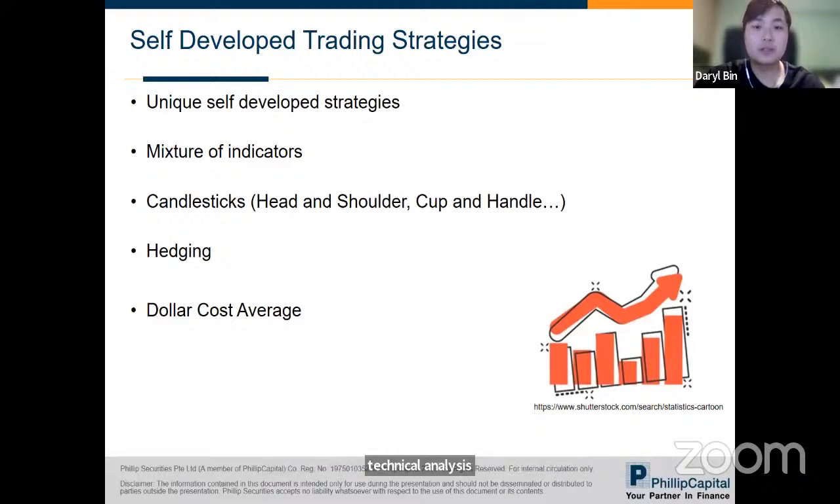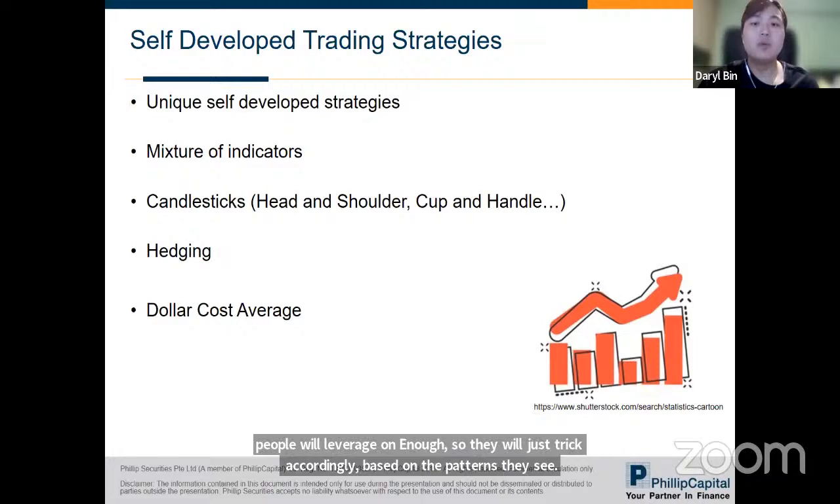Some CFD traders also have developed their own unique strategy, based on the type of strategy you want to use. It can be a mixture of indicators. They monitor the stock closely, looking at indicators like candlestick patterns, for example, if there's a head and shoulders, or if there's a cup and handle pattern. People will leverage on it, so they will just trade accordingly, based on the patterns they see.